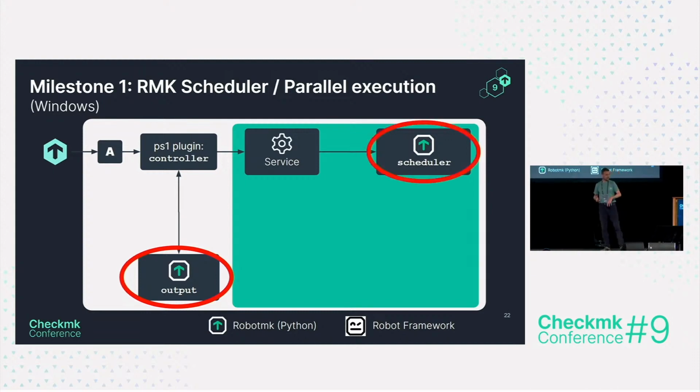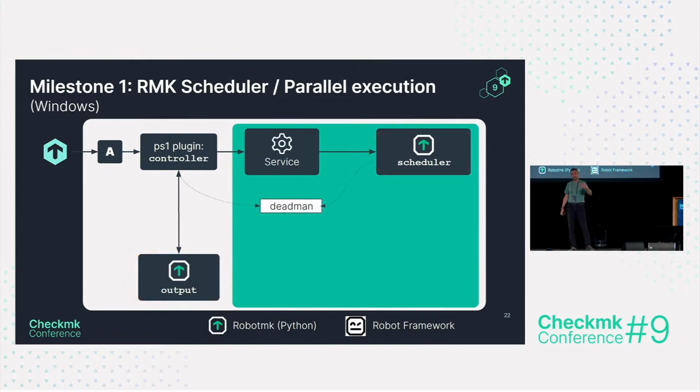And on the other hand, the controller at each execution also updates a so-called daemon switch file, which is monitored by the scheduler. And as soon as we shut down the Checkmk agent, the scheduler will see the aged out daemon switch file and also terminate. In this way, we can ensure that the scheduler terminates when we shut down the agent. Precondition here is always to have Python installed and the dependencies for Robotmk, the Python dependencies.